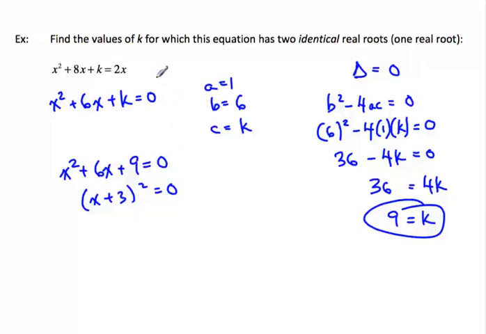So the important thing to recognize in these types of questions is that the question is telling you what to set the discriminant equal to. In this case, we wanted two identical or one real root, so we set the discriminant equal to 0. If this was asking for two distinct real roots, then we would have set the discriminant greater than 0. And if it was asking for no real roots, no solutions, then we would set the discriminant less than 0. So that's an introduction to the discriminant of a quadratic function and some typical questions.